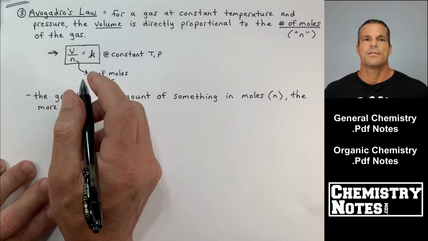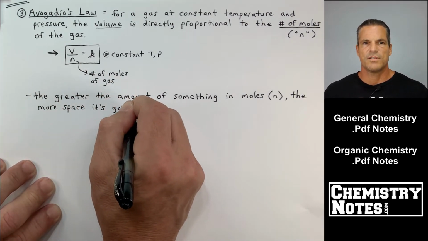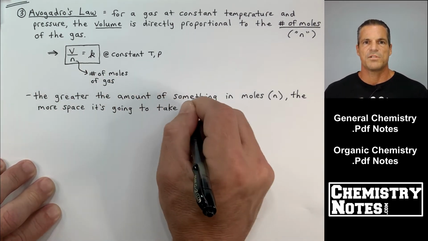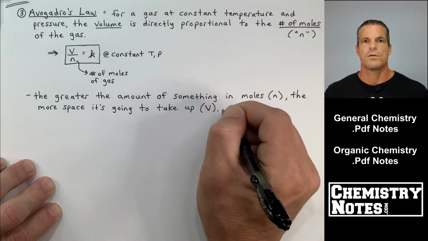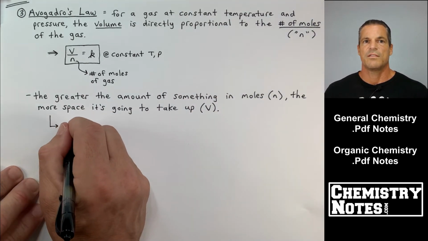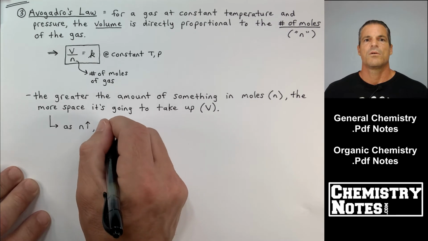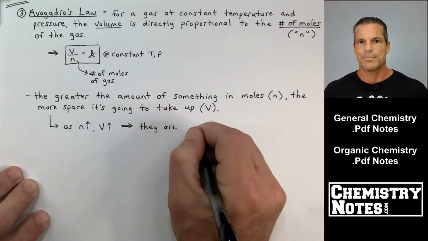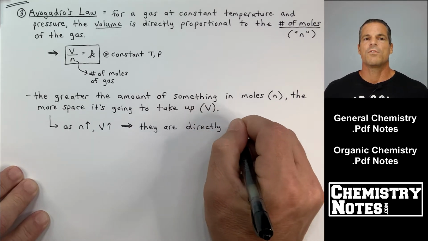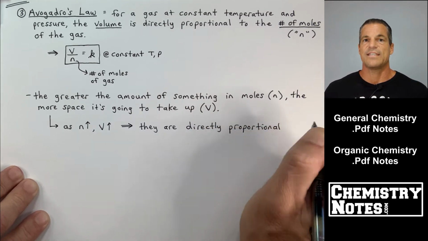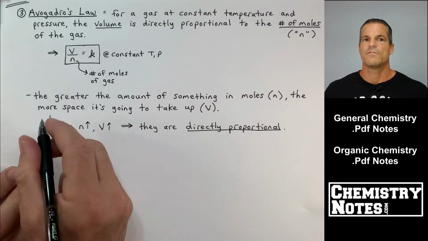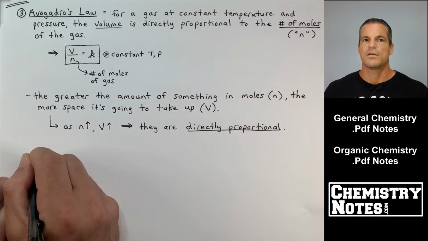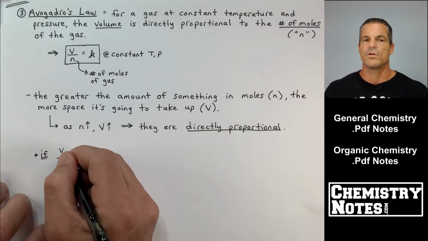Now, I know we're talking about gas molecules and the volume is mainly empty space, but just think of it from a perspective where we're holding the temperature and the pressure constant. So the more I have, the more space it's going to take up. As my number of moles goes up, or as N increases, the volume also increases. In other words, they are directly proportional.